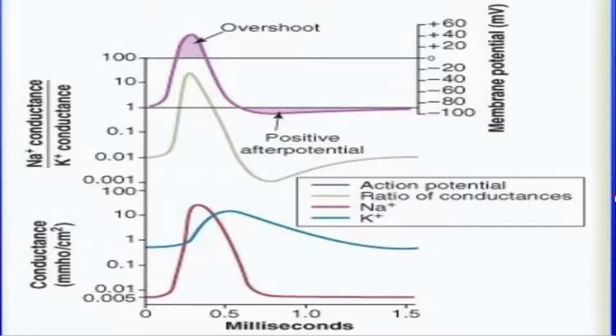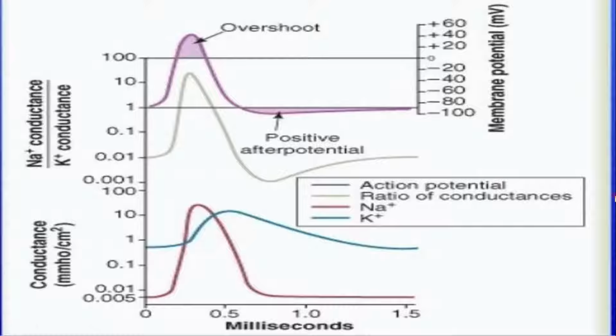And opening of sodium channels follows a positive feedback mechanism. This is another example of a positive feedback mechanism. That is, once sodium channels open, they will allow more and more sodium channels to open. This is also known as the Hodgkin cycle.